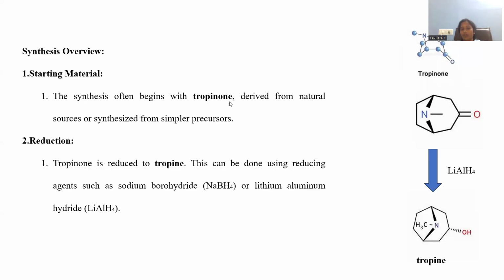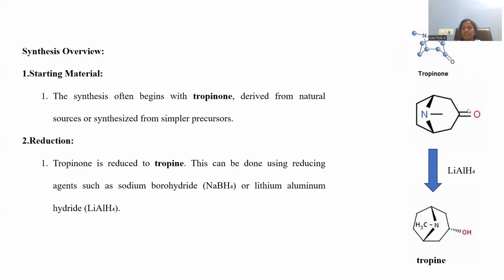Generally, -one is the suffix you observe whenever the molecule has a ketonic functional group. So tropinone is the molecule with the 7-member ring system with a bridgehead nitrogen, an alkylated nitrogen, and at one carbon you can notice the ketone. This will be the starting material, and you have to proceed with the reduction process.